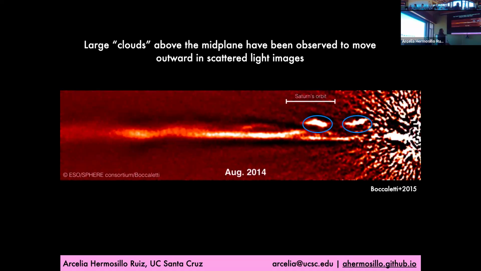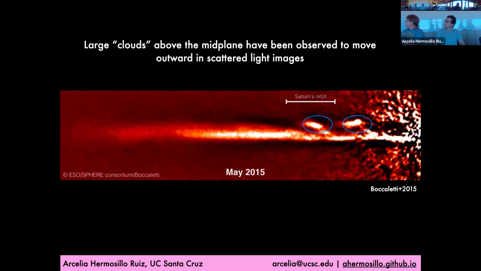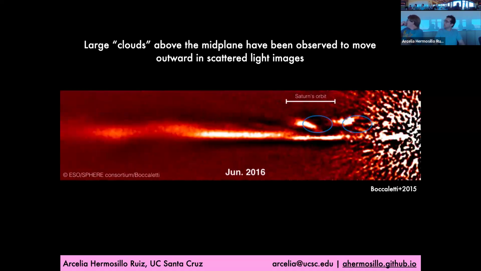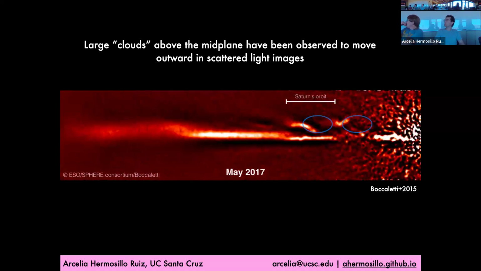It has some interesting dust clouds that are above the midplane. I'm circling them here. Others are technically in here somewhere, but they're just harder to see. And what's interesting about this is that they're only on the one side of the disk, and they're moving outward. So that's 1 year, next year, and another year. So within 3 years, they've moved outward enough to not be within that oval anymore.